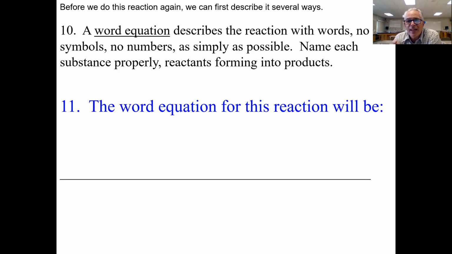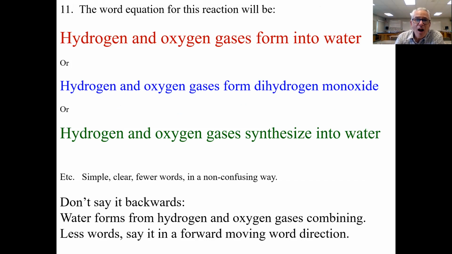But the word equation for the chemical reaction, what's actually going to react here, it's going to be hydrogen and oxygen gases form into water. Or you could say it a different way. Hydrogen and oxygen gas form dihydrogen monoxide. You can sound smarter if you say it that way. Or you could say hydrogen and oxygen gases synthesize into water.